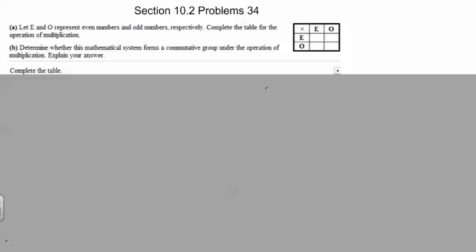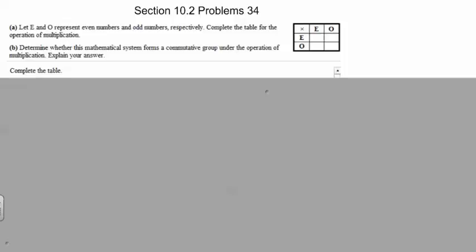Part B says, determine whether the mathematical system forms a commutative group under the operation of multiplication. Explain your answer. Well, let's first fill out the table. In order to fill out the table, we have to multiply, in general terms, an even times an even. When we multiply an even number times another even number, that will always be even, such as 8 times 6 is 48, 10 times 6 is 60. We're always going to result in an even. So even times even is even.